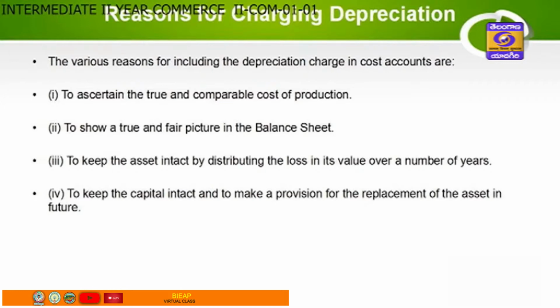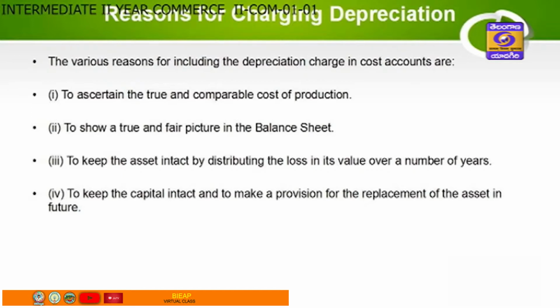And the third point is to make provision for replacement of asset. For example, you have purchased an asset for 10,000 rupees. And the working life or the estimated life of the asset may be 5 years. So if you make a provision of 2,000 rupees every year as depreciation on that asset, at the completion of its life period, you can have a provision of 10,000 rupees as depreciation in your books. And with that 10,000 rupees, you can replace that asset with a new asset.